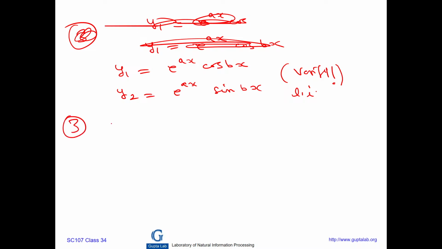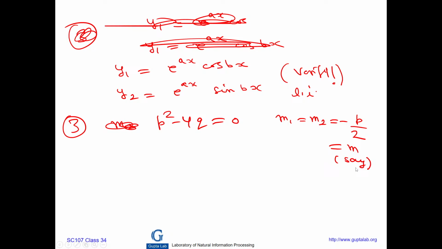Okay, so third case, if m1 and m2 are equal, so basically the case when p square minus 4q is equal to 0. So in this case, m1 is equal to m2 is equal to minus p by 2, right? Now I call it small m, right? Then in that case, one solution is y1 is equal to e raised power mx, where of course m is equal to minus p by 2. राइट अब क्या करें? एक सोल्यूशन तो मिल गया, वहां तो मिल रहे थे दो दो, अब तो एक है. अब क्या करें?